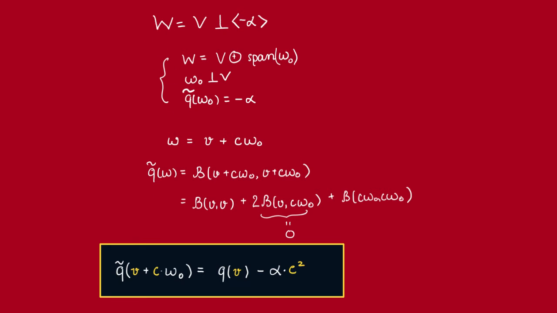Let W be a vector in this big W, then we can write it as the sum of some vector in V and a multiple of this W naught. Now, if we expand out this Q tilde of W, then because we require V to be orthogonal to W naught, these terms vanish, right? And this should agree with the quadratic form on V, so this is just Q of V. And finally, we know that the quote-unquote norm of W naught should be minus alpha, so this is just minus alpha times C squared. And thus, we have a unique extension of Q to this W.